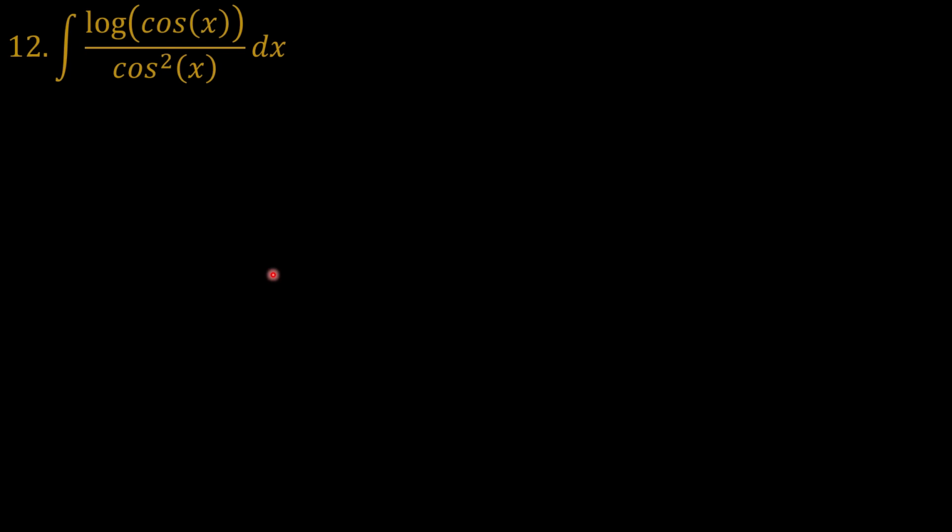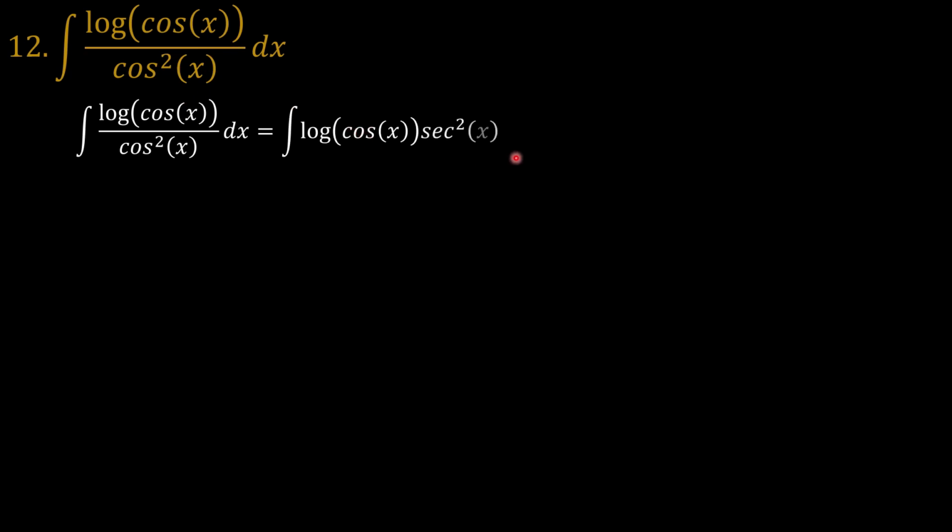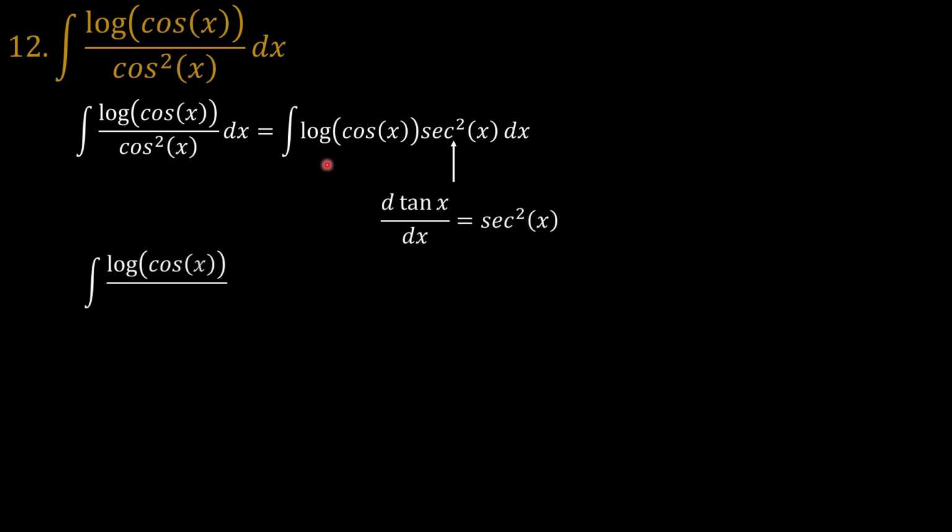So next is the integral of log cosine x over cos squared x. I would like to convert this into sec. So I can convert 1 over cosine squared x into sec squared x here. And we know that the derivative of tan x is sec squared x. So I can express this integral as the integral of log cos x times the derivative of tan x.